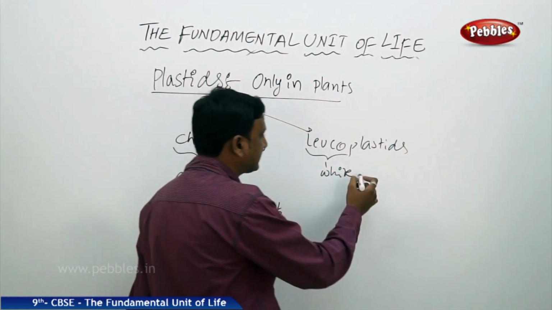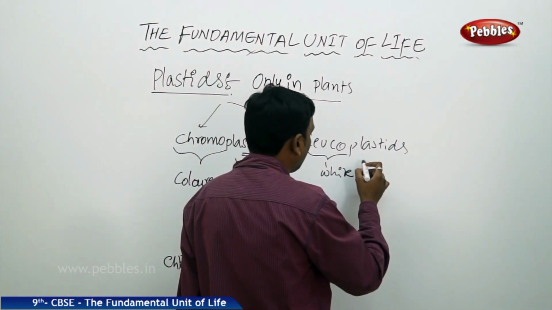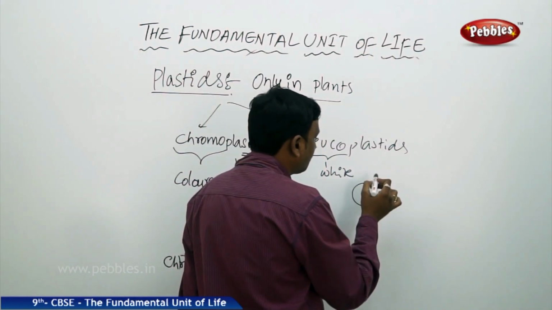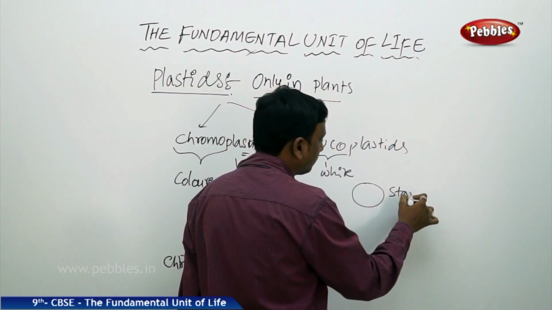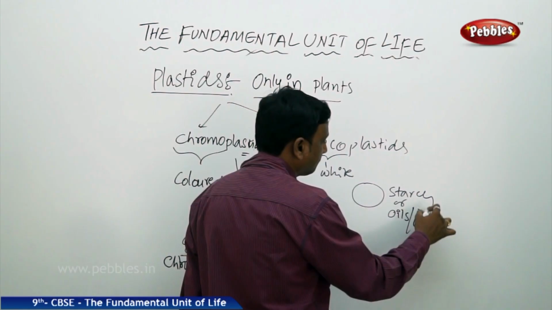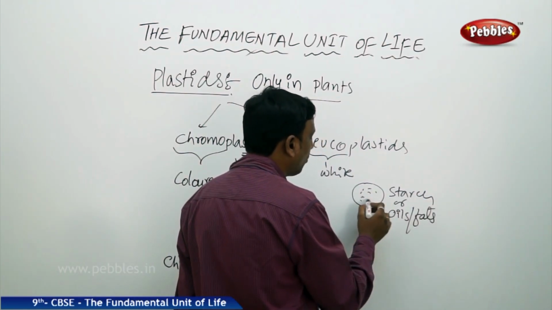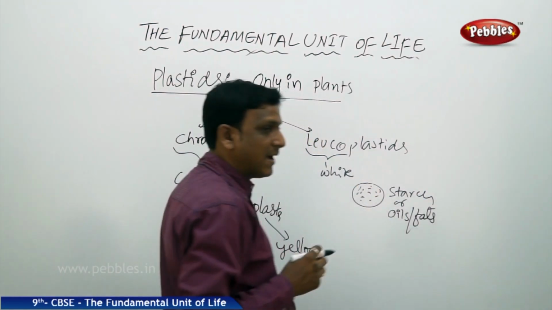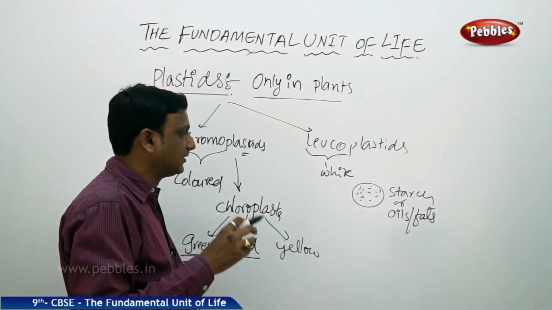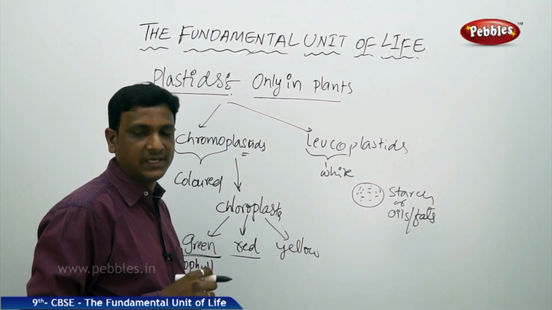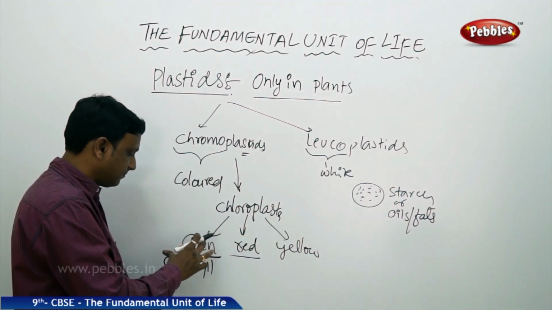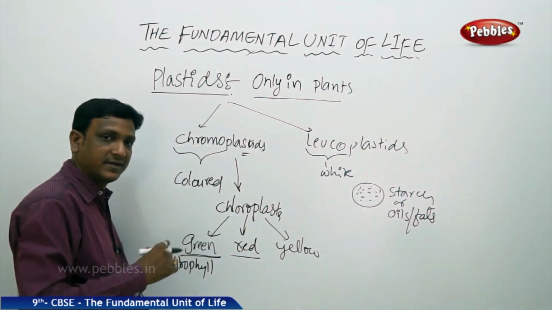Leucoplasts contain stored starch or oils or fat and other materials, but no pigment. They are the storage bags. These plastids, which are white leucoplasts, are the storage bags of starch or oils or fats. Whereas the chloroplasts contain different colored pigments and they appear in different colors.